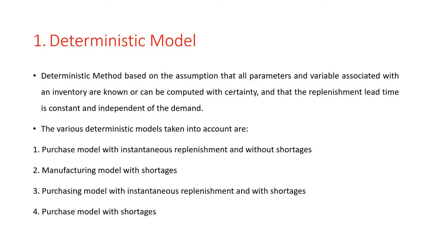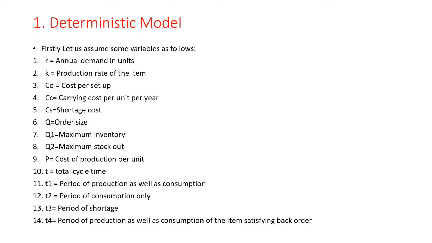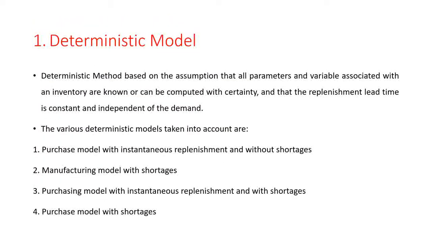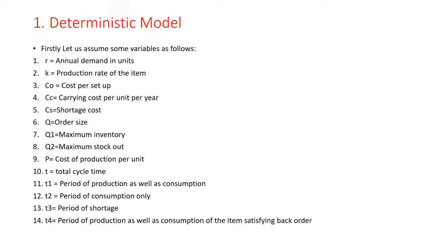Before discussing these models, let us first discuss some assumptions. Let us assume some variables as follows. While solving the deterministic model using these four techniques, we first consider some assumptions. R is the annual demand in units. K is the production rate of the item. CO is the cost per setup. CC is the carrying cost per unit per year.